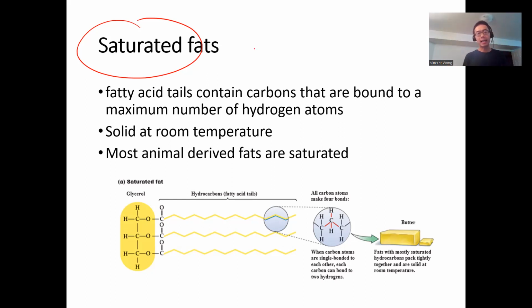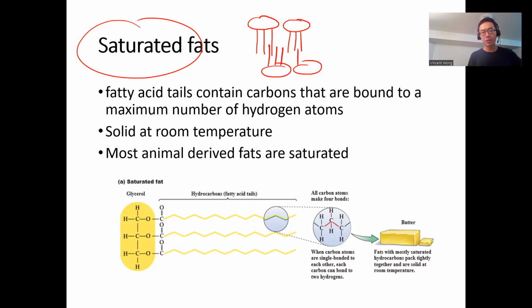Now, when that is the case, the tails tend to be relatively straight. So let's say I draw a saturated fat, right? This is the glycerol. And then you would have the tail. 1 fatty acid, 2 fatty acids, 3 fatty acids. Those are saturated fatty acids. They are bound to as many hydrogens as possible. So let's say I draw another saturated fat molecule next to it, and then I can draw another one here like this.